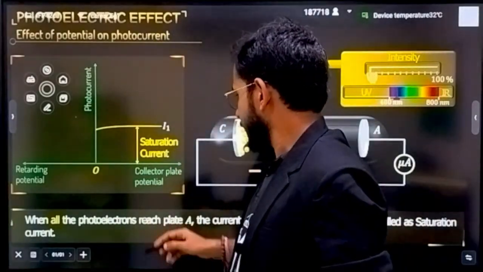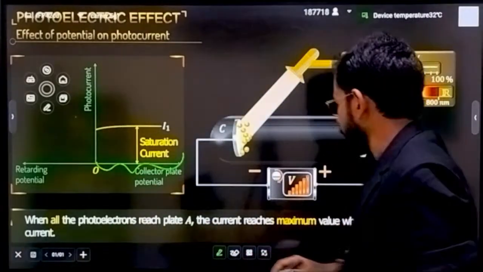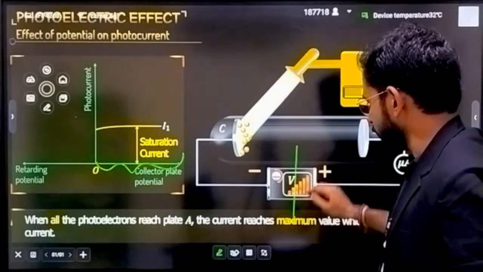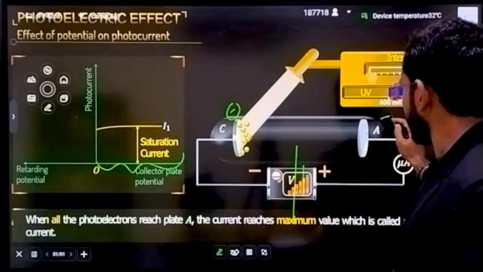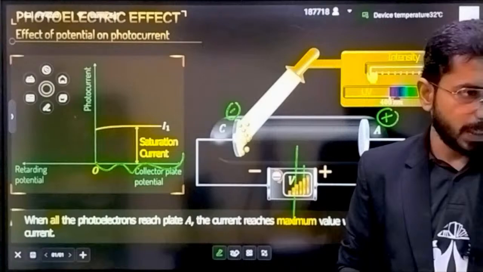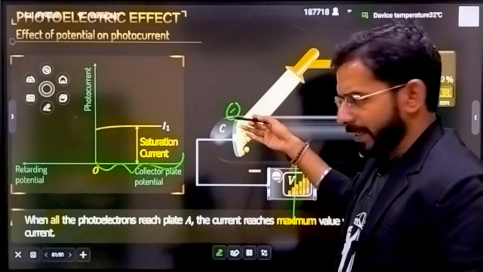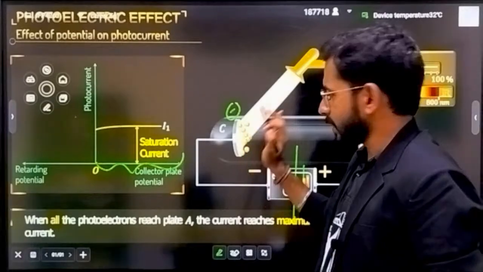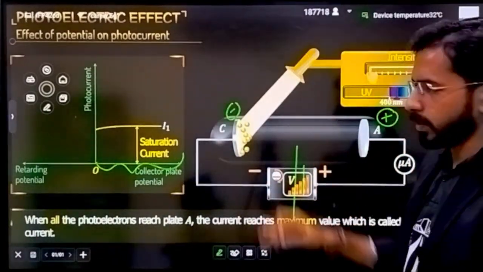Now, firstly, let's understand the positive side. Let's suppose potential is positive. Potential is positive, that means a battery is connected like this. This will be the negative side and this will be the positive side. Anode will be at positive and cathode will be at negative, correct? Okay. And already this was negative, and this is connected to the higher potential, and this will be the lower potential.